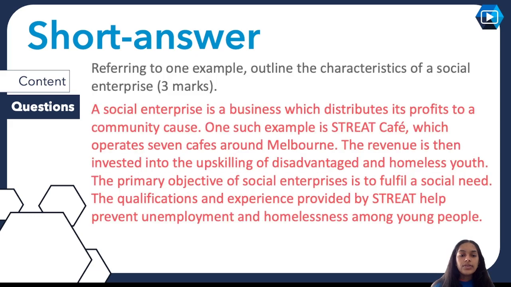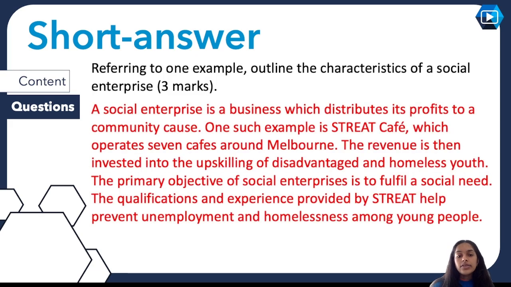So let's have a look at the sample response. A social enterprise is a business which distributes its profits to a community cause. One such example is Street Cafe, which operates 7 cafes around Melbourne. The revenue is then invested into the upskilling of disadvantaged and homeless youth. The primary objective of a social enterprise is to fulfill a social need. The qualifications and experience provided by Street help prevent unemployment and homelessness among young people.